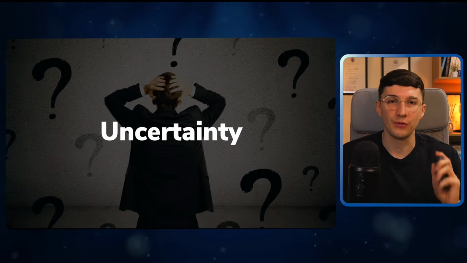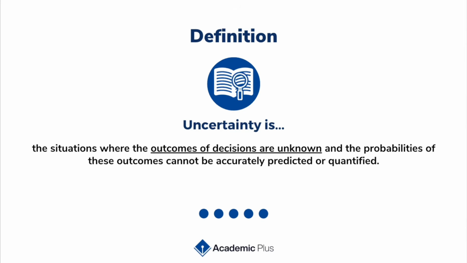Next up, we have our uncertainties. So as we said before, a risk is known, whereas an uncertainty is a situation where the outcomes of decisions are unknown, and the probabilities of these outcomes cannot be accurately predicted or quantified.